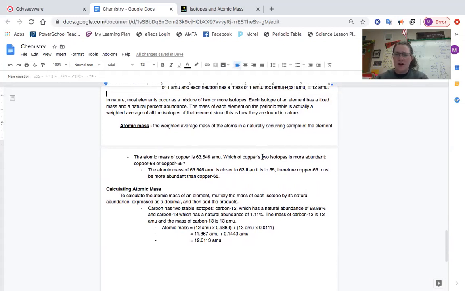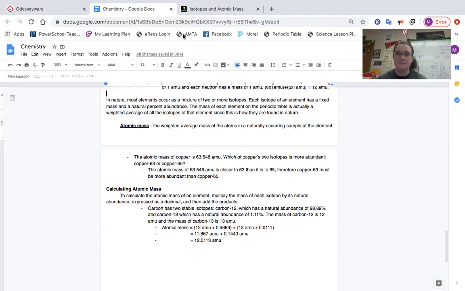We want to know which of copper's two isotopes is more abundant. So in nature, we can find copper in two forms. We can find it as copper 63 and copper 65. Given the atomic mass, we want to know which one of these is more abundant.